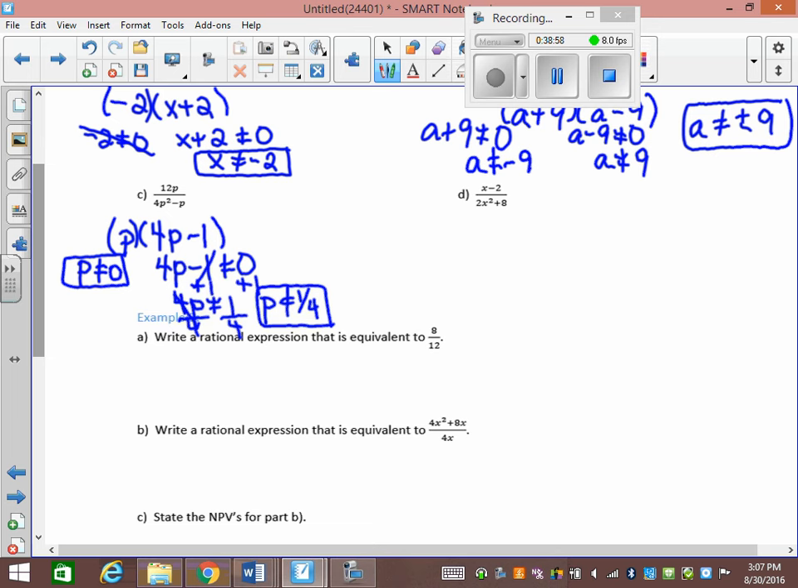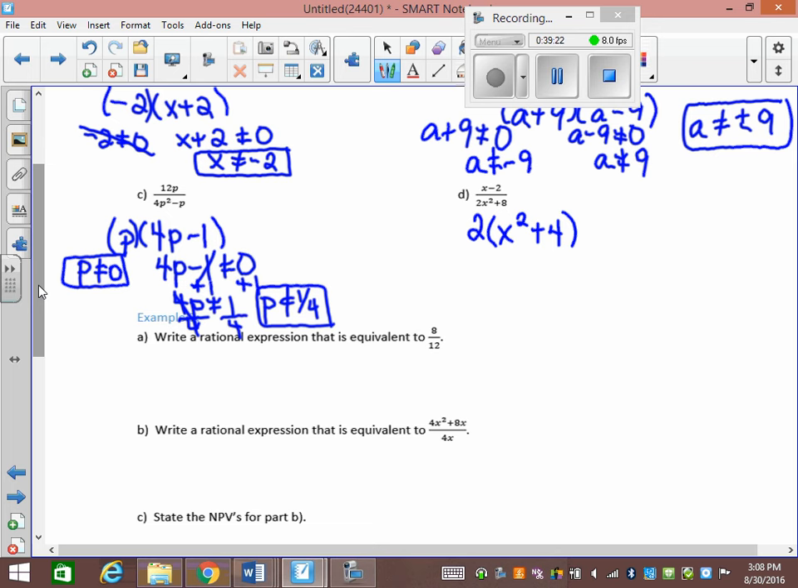D, this one messes with people. So you can take a 2 out. And you're left with x squared plus 4. People say that's x plus 2, x minus 2. It's not a difference of squares. There's no minus sign. When it's addition of squares, you're not going to get it factored. I'll show you why.